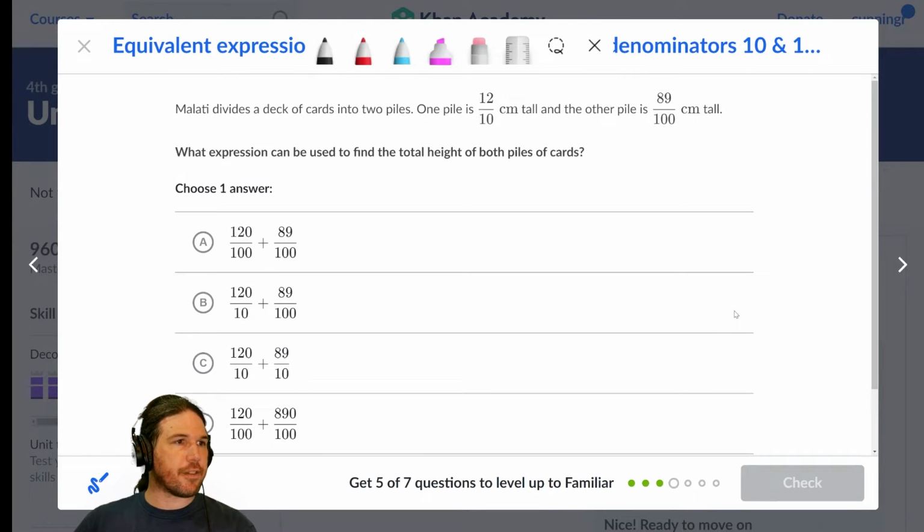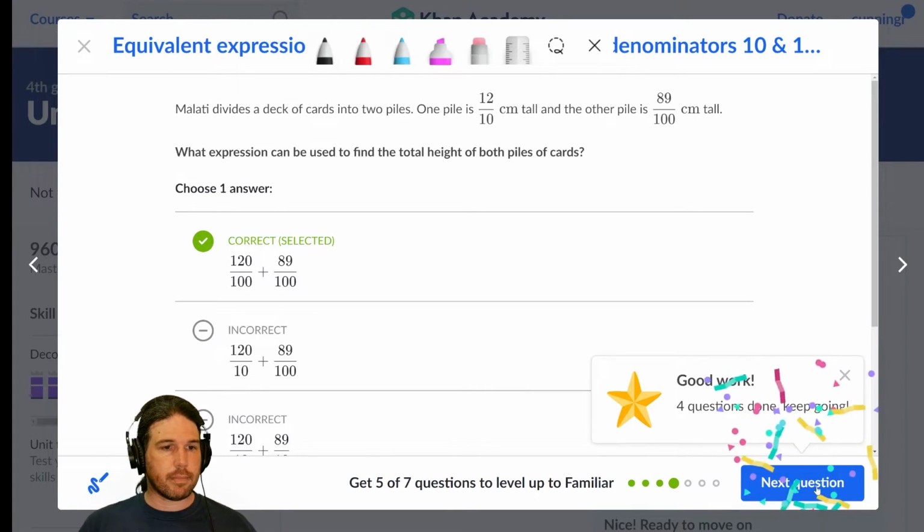Malati divides a deck of cards into 2 piles. One pile is 12 over 10 centimeters tall, and the other pile is 89 over 100 centimeters tall. Wow, that's a really, really tall, 89 hundredths of a centimeter. Okay, I was about to say, if it was 89 centimeters tall, that would be ridiculous. All right, so 12 over 10 is 120 over 100. So we end up getting 120 over 100 plus 89 over 100.